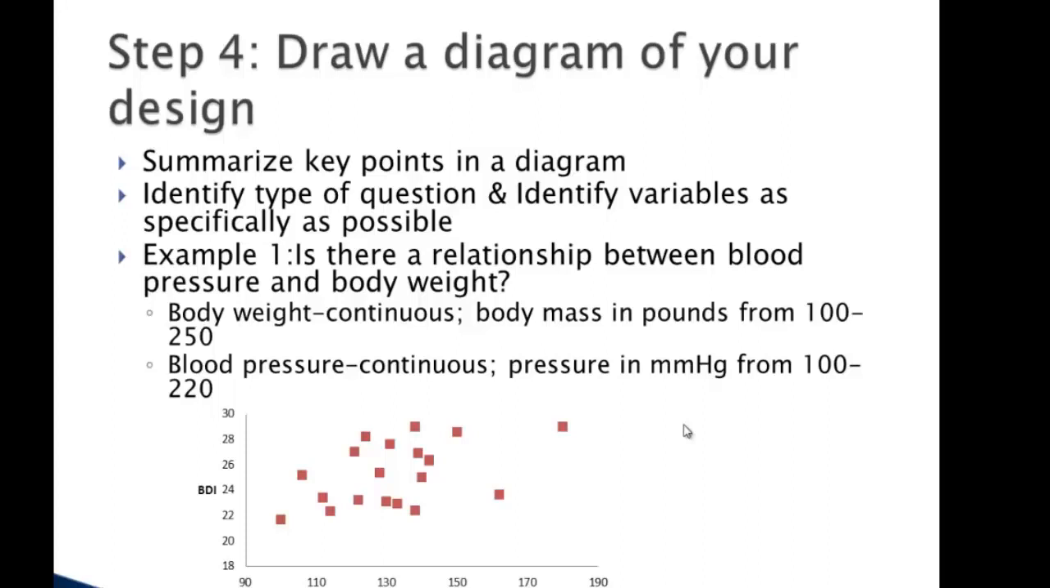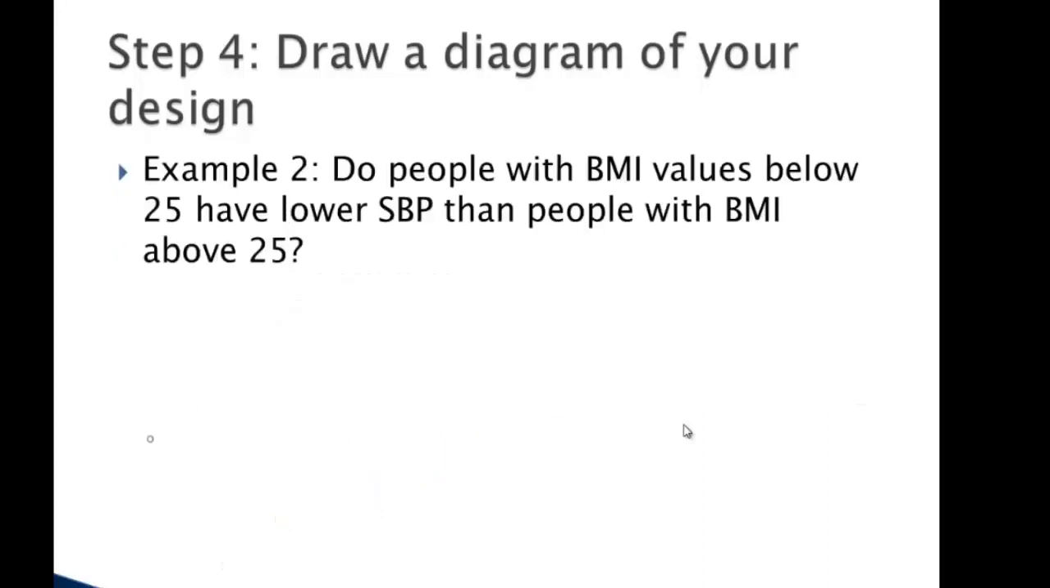Now, another example. Do people with BMI, or body mass index, values below 25 have lower systolic blood pressure than people with BMIs above 25? So I want to do this comparison between people in one group and people in another group. That sounds like a cause and effect or a group comparison question.